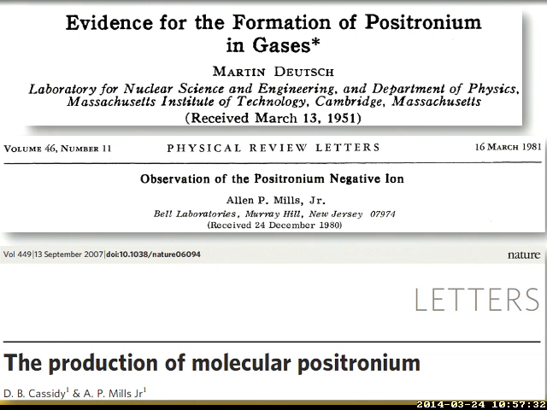So what is the molecular positronium? How many electrons? 2 electrons, 2 positrons. So analogous to the H2 molecule, but with equal masses.